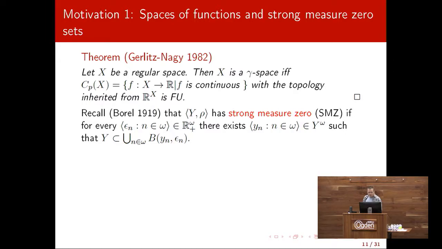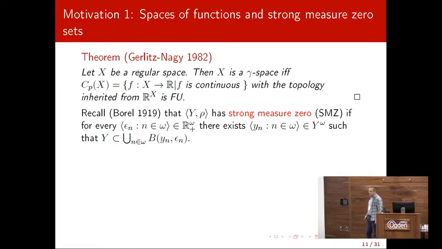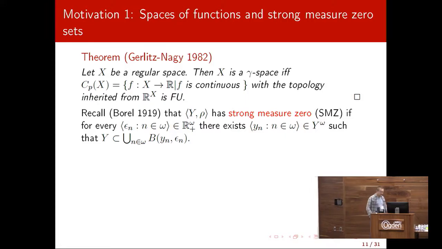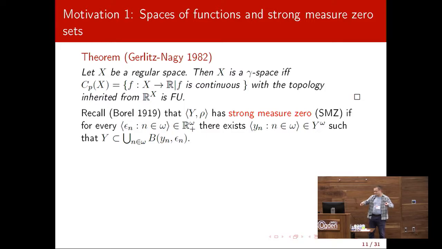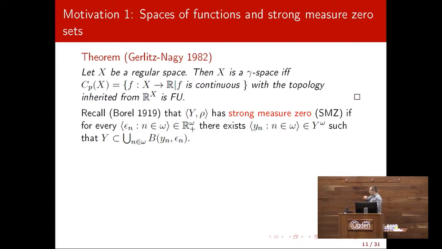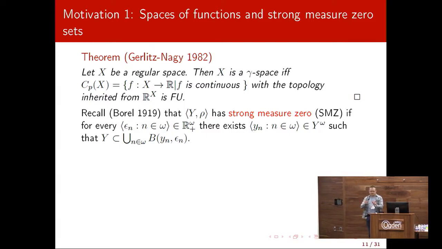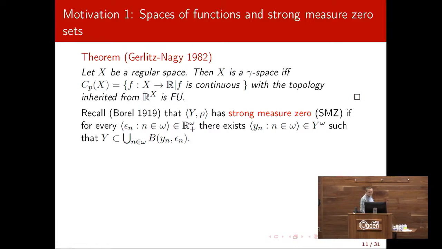Okay, now the motivation for the Rothberger property comes from the strong measure zero sets. Let me remind you that a set of reals is strong measure zero if, whenever you give me a sequence of positive epsilons, I am able to find a sequence of centers such that if I look at the balls with radii these epsilons around my centers, I cover the whole set. So in particular, every countable metrizable space has strong measure zero, because then I don't really have to take care of your epsilons. I just cover the whole space by my centers.